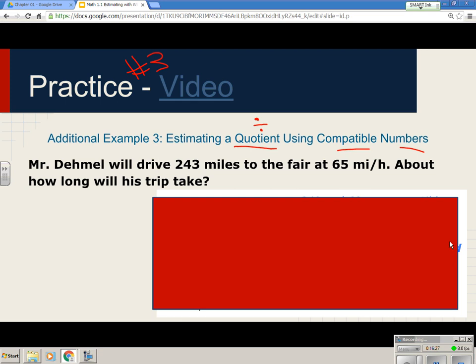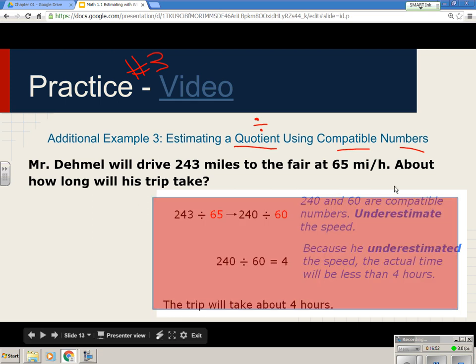So here is Mr. Demel, and Mr. Demel will be driving 243 miles to the fair. He's going to drive at 65 miles an hour. Let's hope he's on the highway and not through small towns. About how long is it going to take him to get to the fair? Now, 243 divided by 65, that's going to give us a big number. So can we find compatible numbers? Yes, we can.